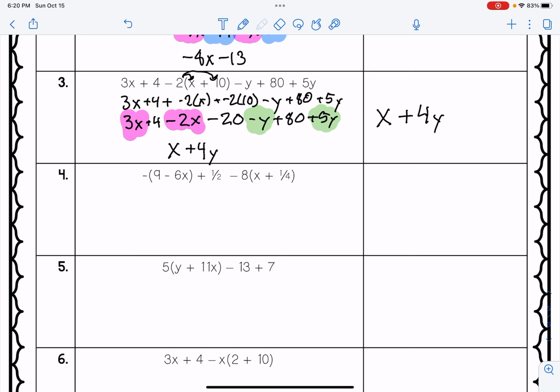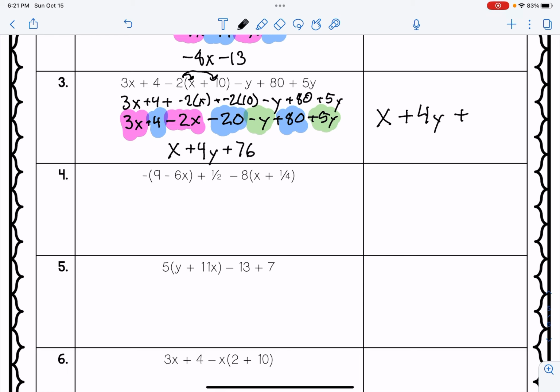And then I'm dealing with my constants. So plus 4, minus 20, and plus 80. Oh boy. All right, so 4 minus 20 in our calculators will give us negative 16. And then negative 16 plus 80 is going to give us a plus 76.